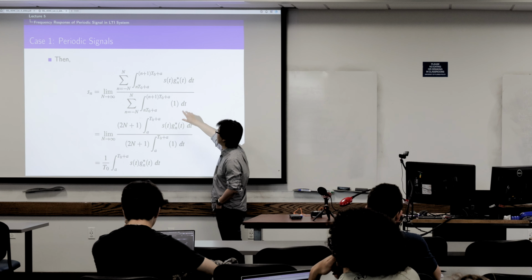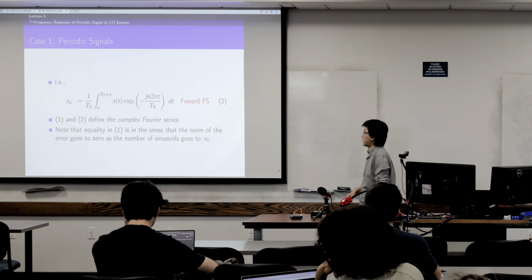So we have this limit thing going on, but because of the periodic property of our signal, this is the final formula that we're going to use, where t naught is the fundamental period. Okay, and we plug g in, and this is what we get.